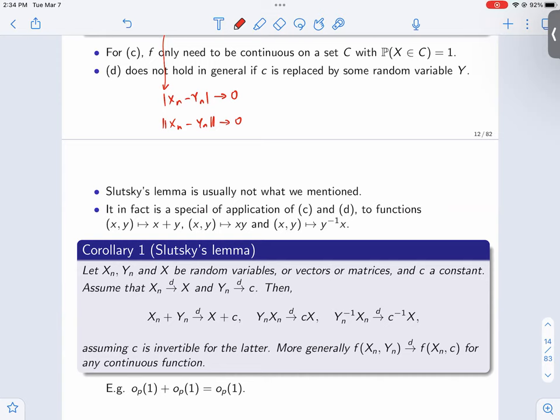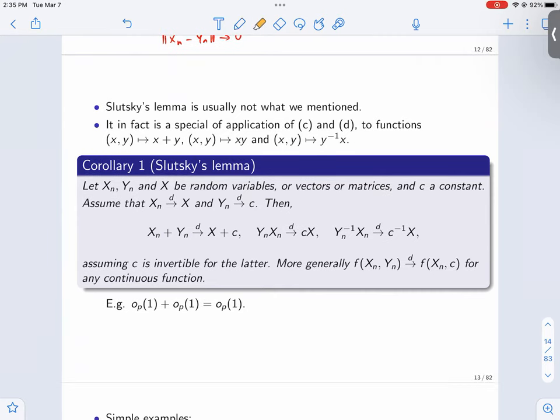Sounds good. If you remember what little OP meant, let's see if people remember what this notation meant. This is a statement I wrote, not exactly a summary, but this implies what I wrote. So let's see if you guys remember what OP is and why this means that.